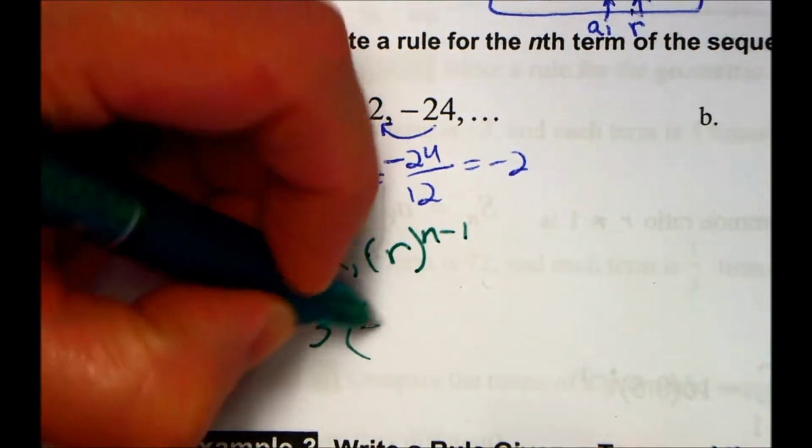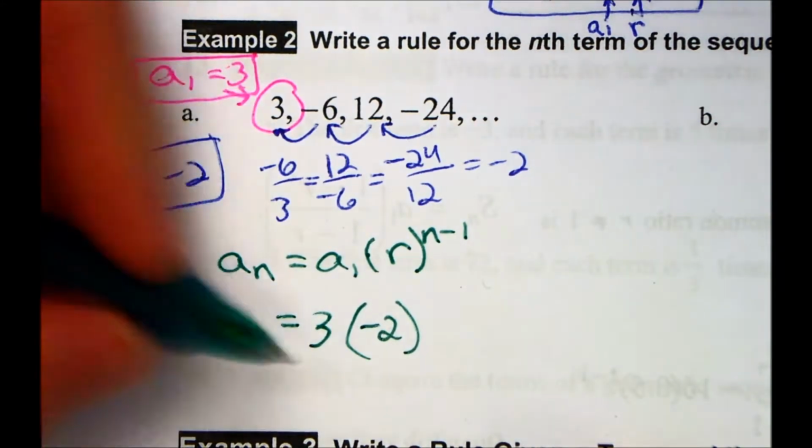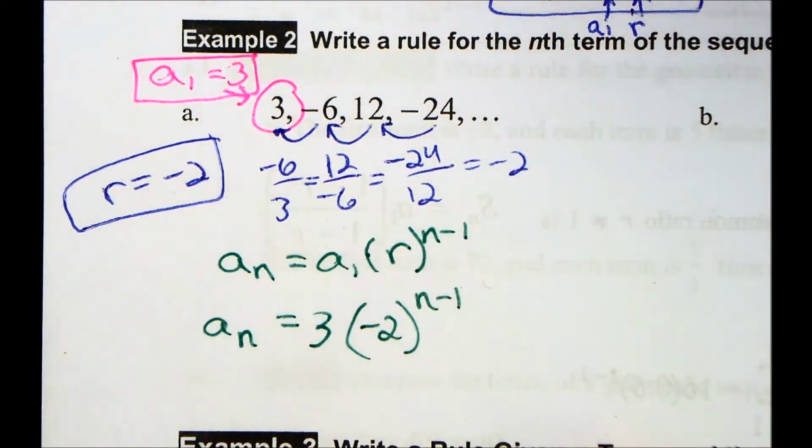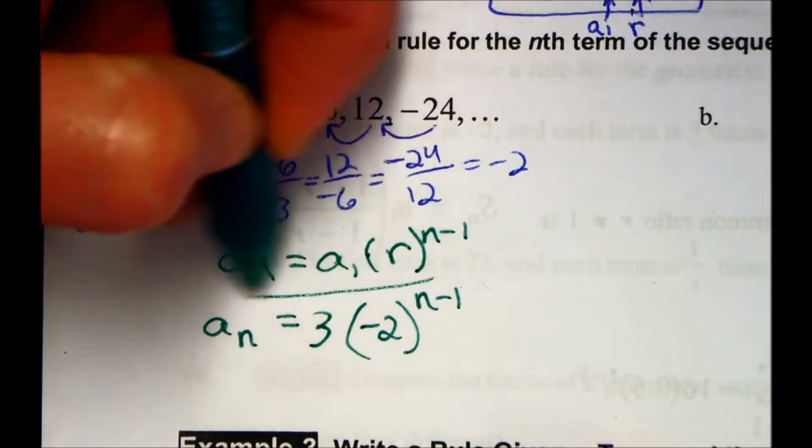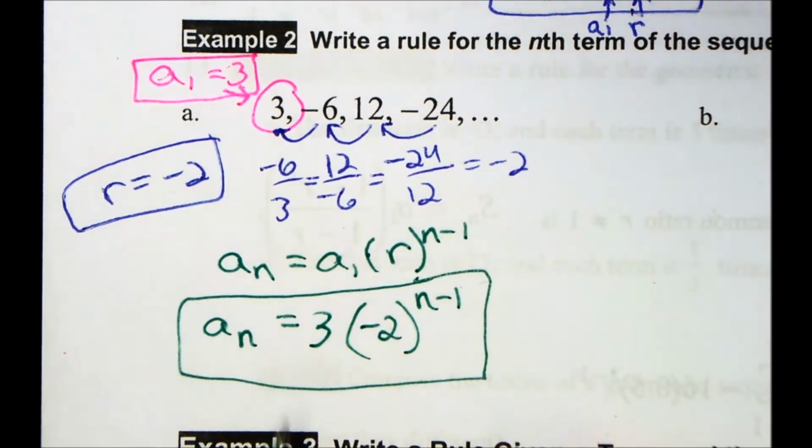R inside parentheses is negative 2, and then n minus 1. So this is your formula. In your formula, the n is the input, so it's kind of like your x when you plug it in, and then a sub n is the output.